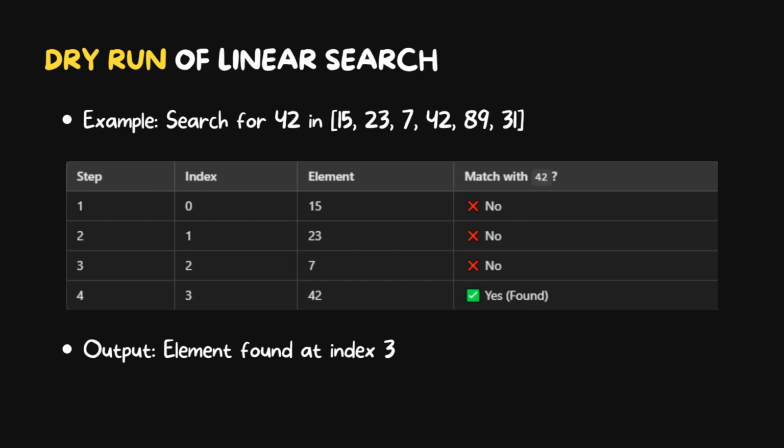In the third step, the index is 2 and the element is 7. Since it doesn't match with 42, we will go to the next iteration. So in the fourth step, the index is 3 and the element is 42. Since 42 is matched with 42, we will return the index 3. Since 42 is present at the index 3.